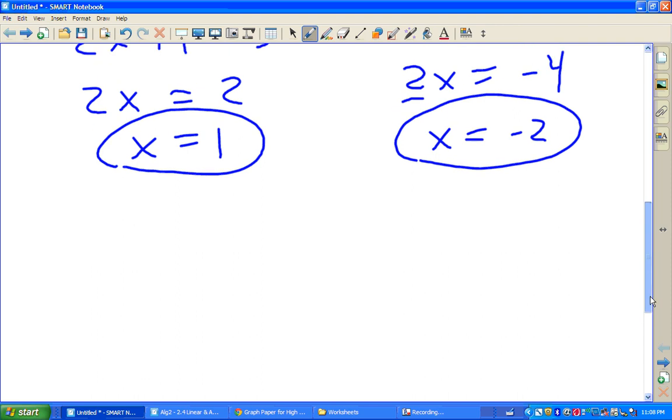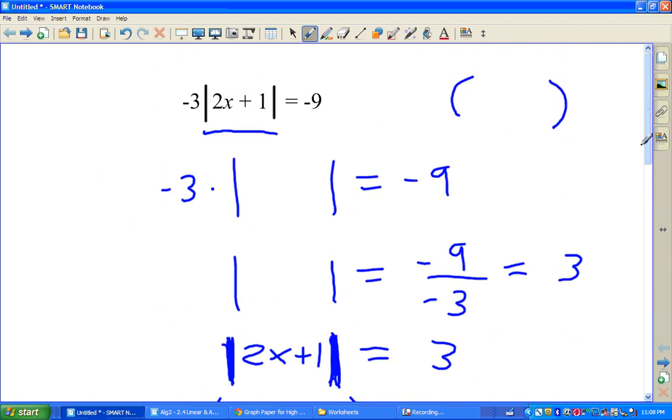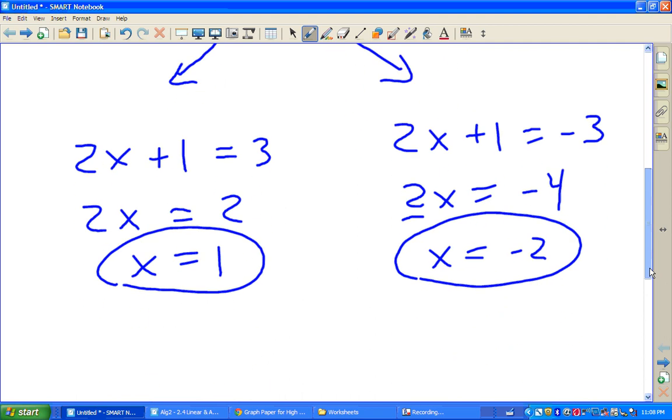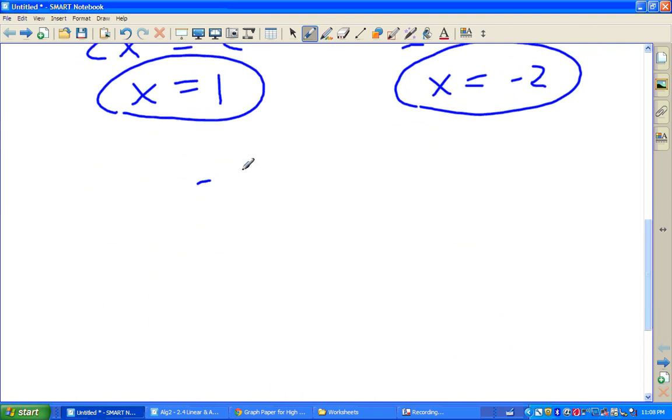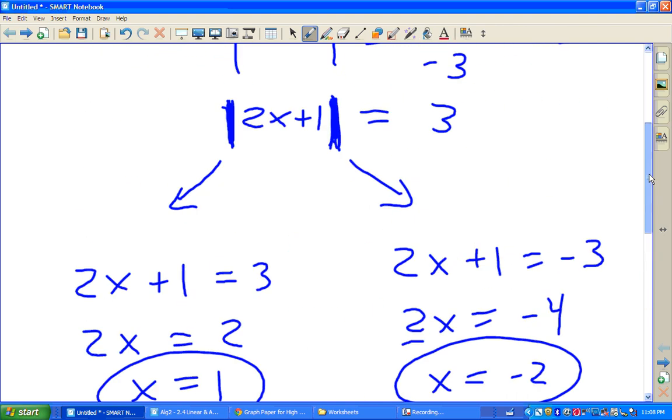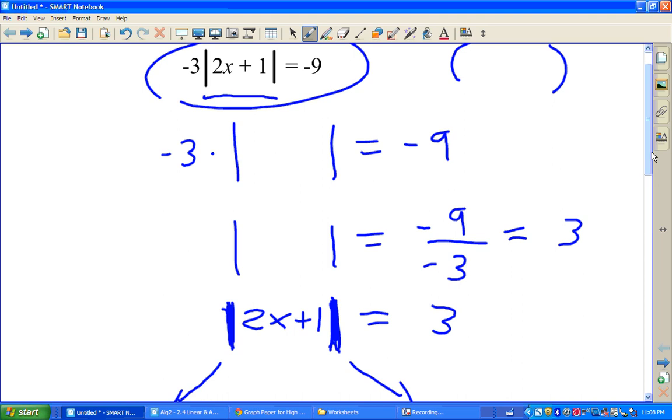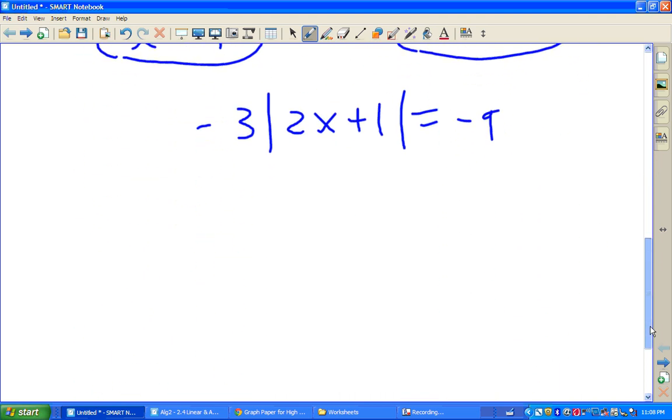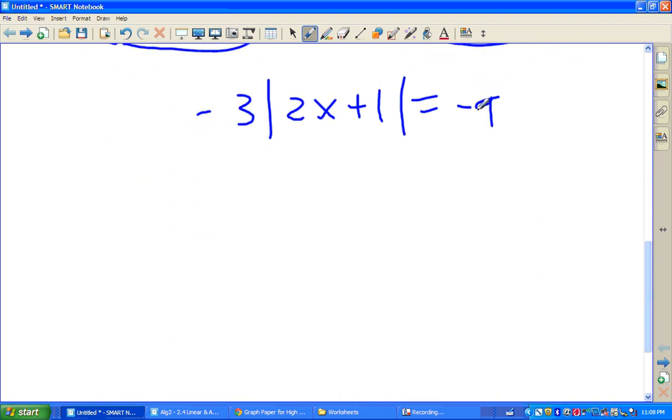So don't take my word for it. Let's test it. All right, remember this equation up here: minus 3 times the absolute value of 2x plus 1 gives me a minus 9. Okay, double check, that's what we got. Okay, so let's test our two solutions here.